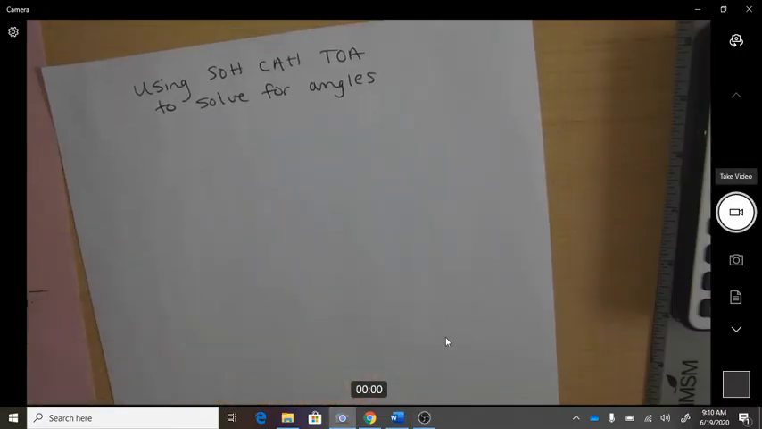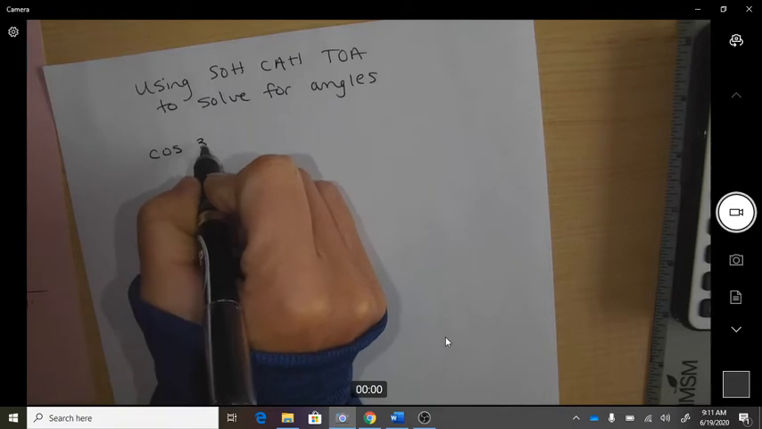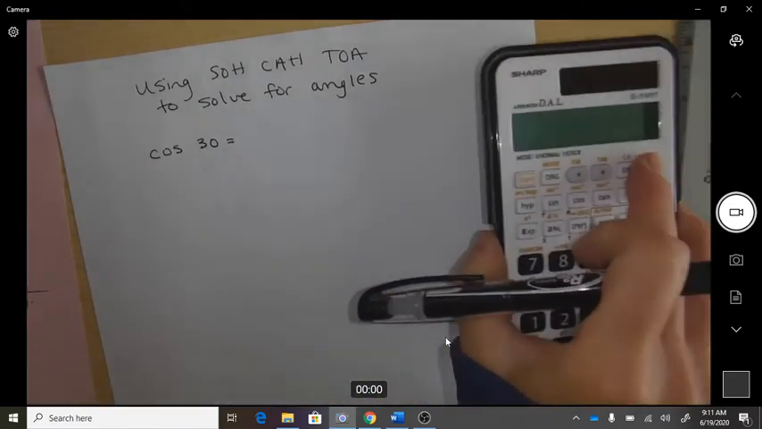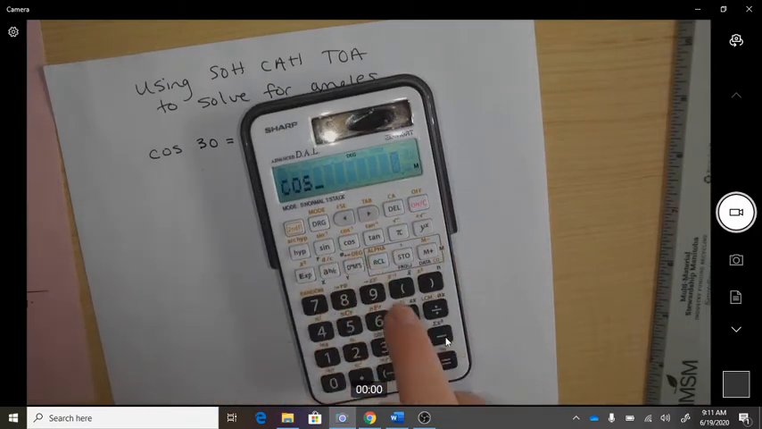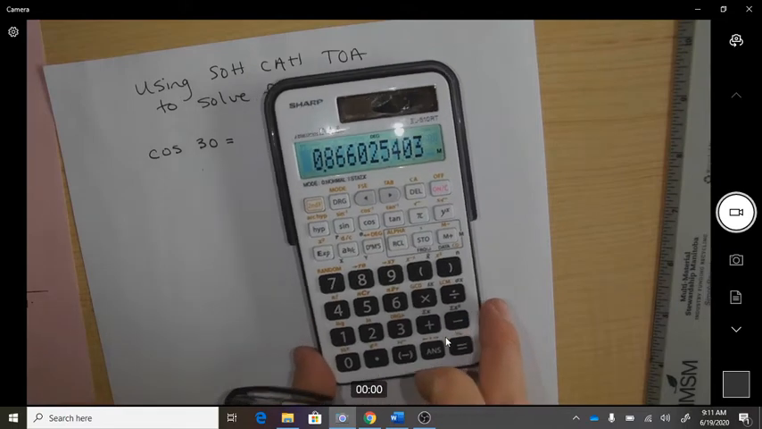Today's lesson is using SOH CAH TOA to solve for angles. Okay, so how do you find this? Okay, well, we've done that before. You just go cos of 30 equals 0.866.